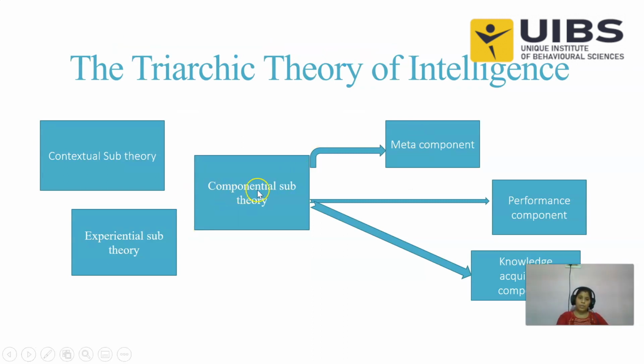First is componential intelligence, also known as analytical intelligence. This componential intelligence has 3 subparts: knowledge acquisition, performance component, and meta component. The second one is experiential subtheory or experiential intelligence, and the third one is contextual intelligence.